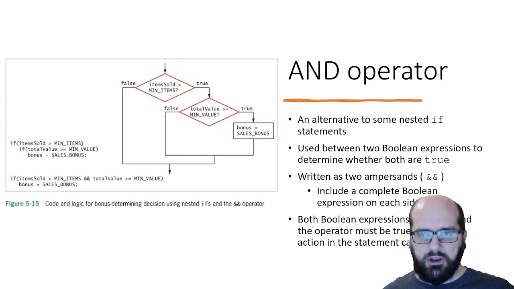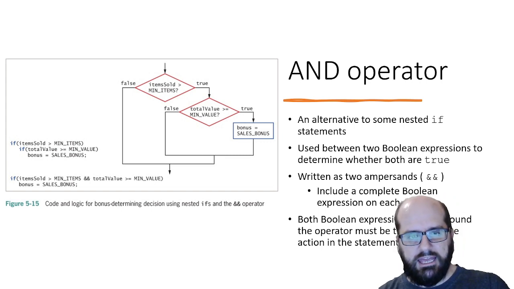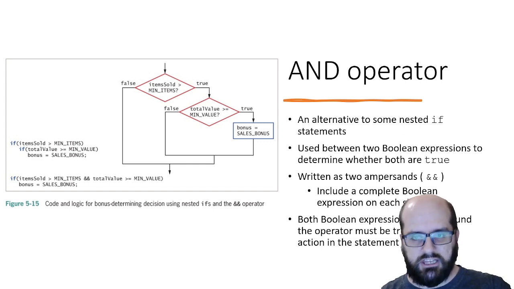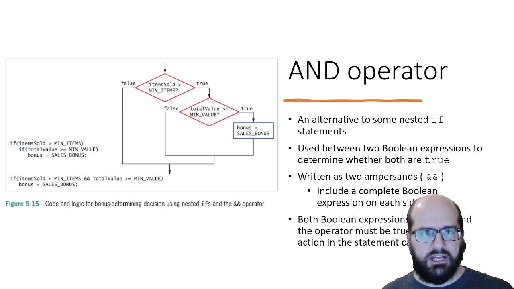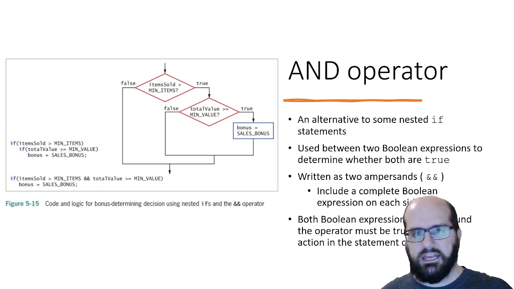So the AND operator is two ampersands, and it acts as an alternative to some nested if statements. It's used between two Boolean expressions to determine whether both are true. It's written as two ampersands. Both Boolean expressions must be true before the action in the statement can occur. And you can see how we've changed the sales bonus to have an AND instead of a nested if.